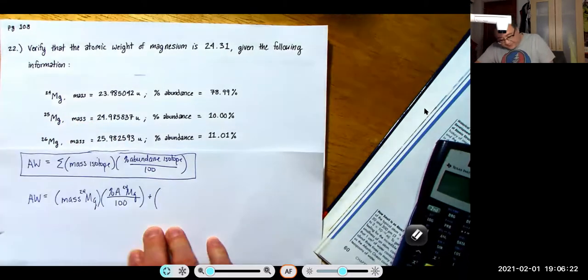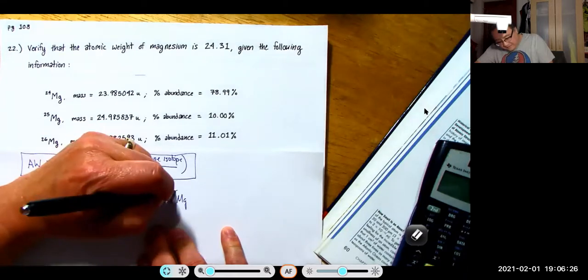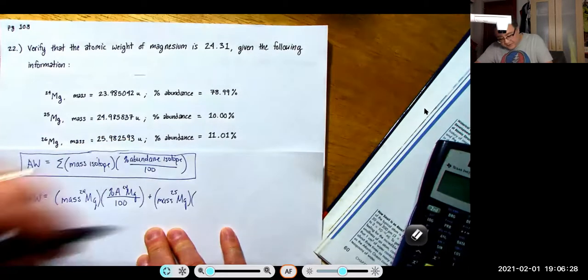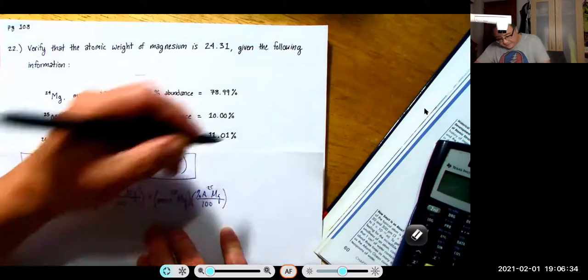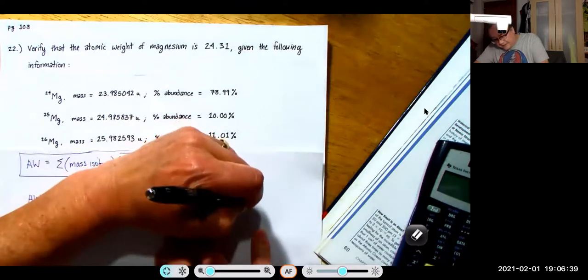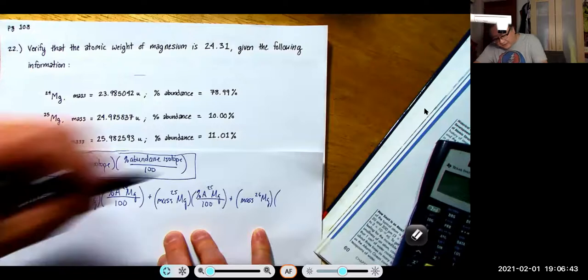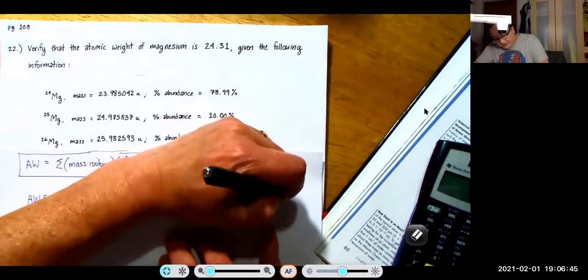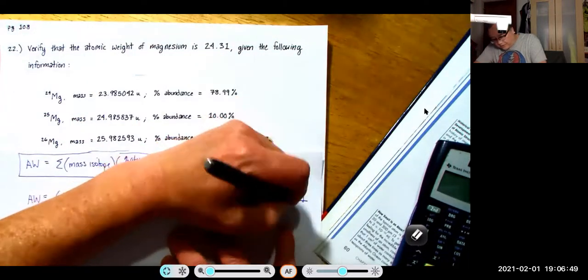Plus the mass of magnesium 25 times the percent abundance of magnesium 25 over 100, plus the mass of magnesium 26 times the percent abundance of 26 over 100.